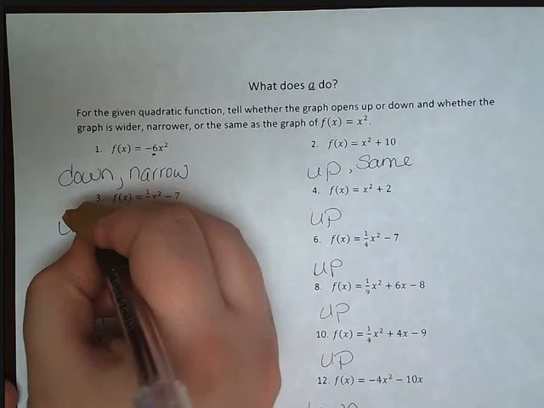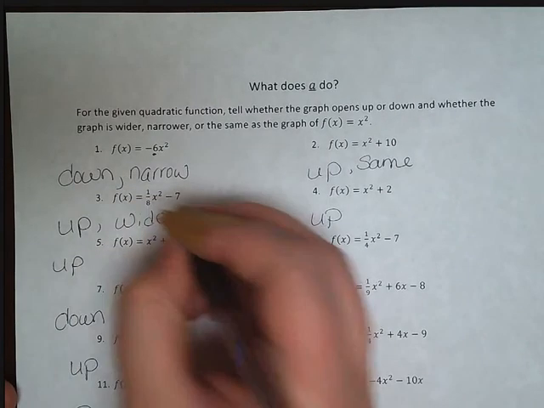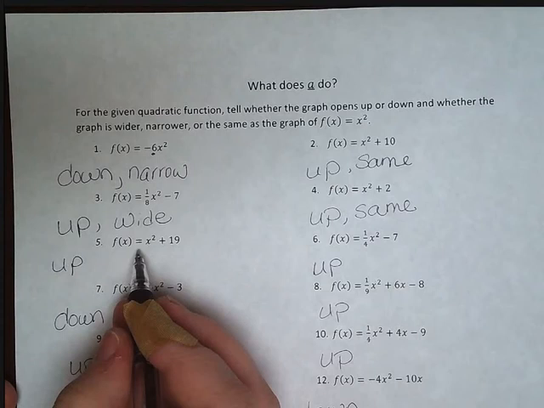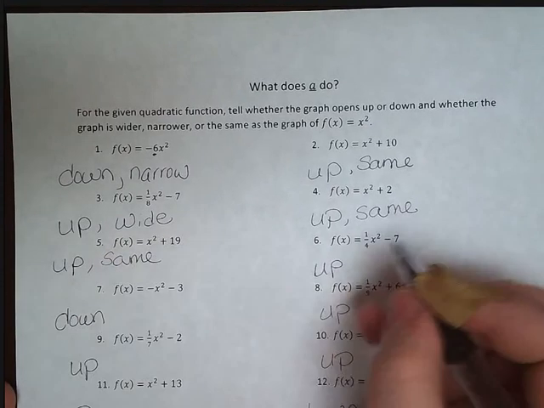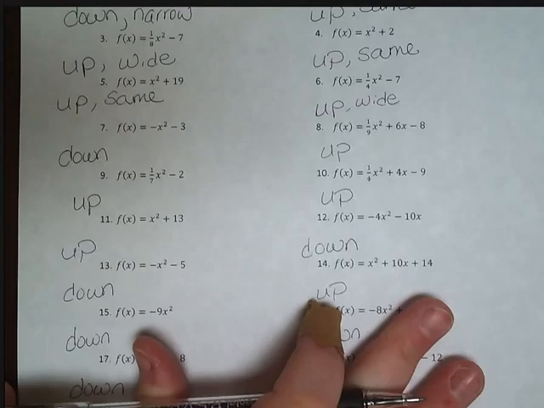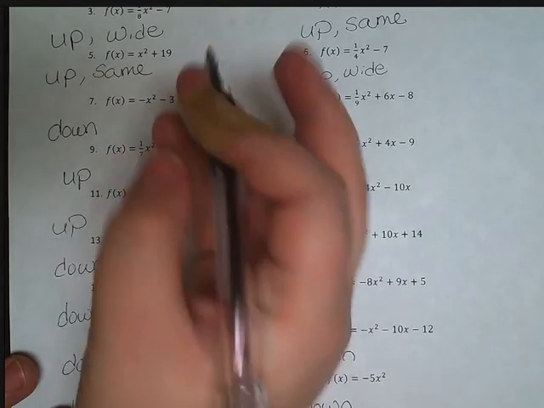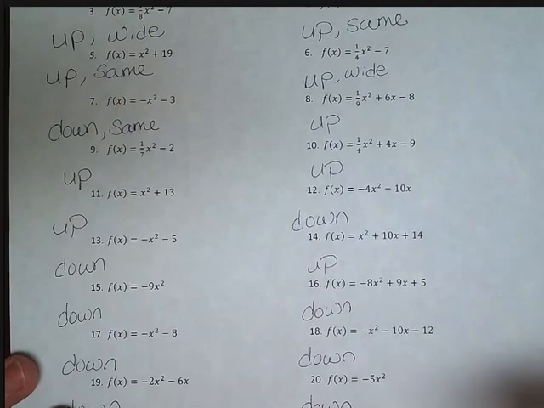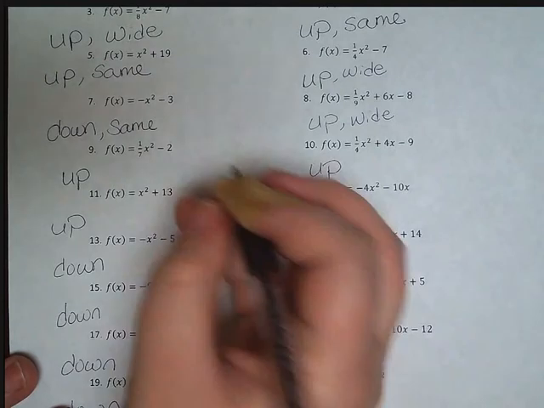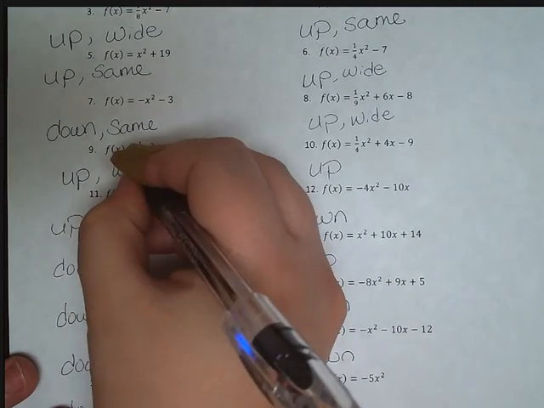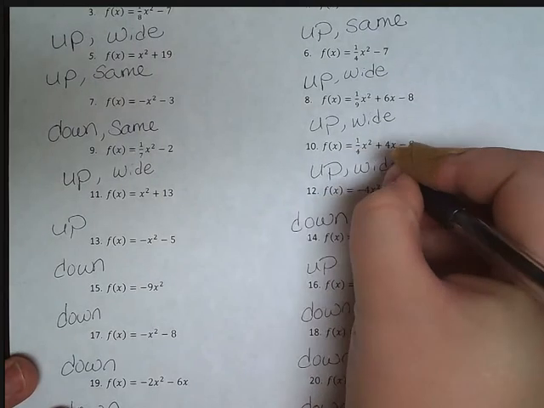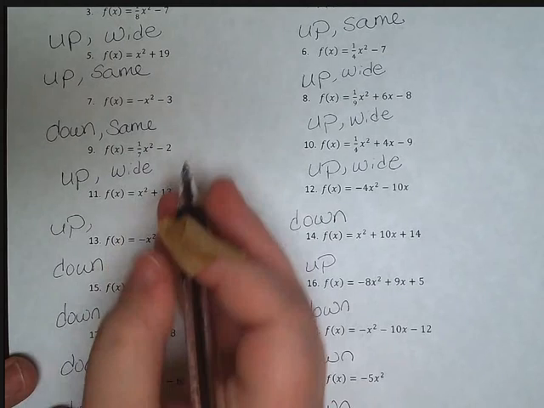Number 3 is a fraction, so that would be wide. 4 is a 1, so we would say same. 5 is a 1, so we would say same. 6 is a fraction, so we would say wide. 7 is a 1, so we would say same. 8 is a fraction, so we would say wide. 9 is a fraction, so we would say wide. 10 is a fraction, so we would say wide. 11 is a 1, so we would say the same.